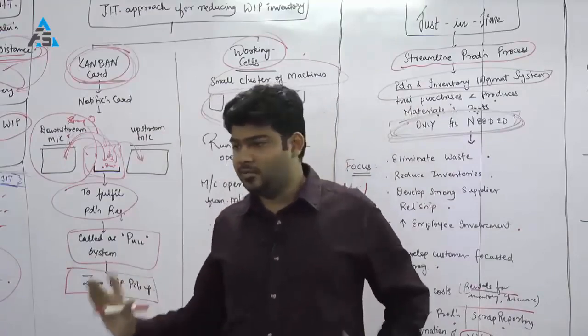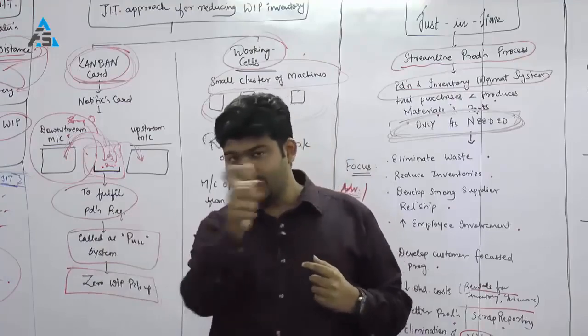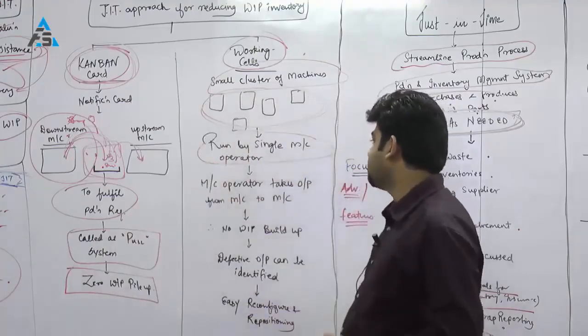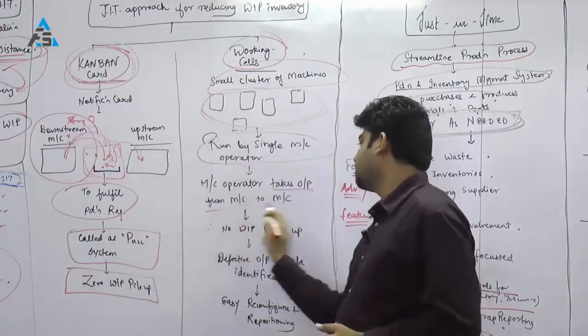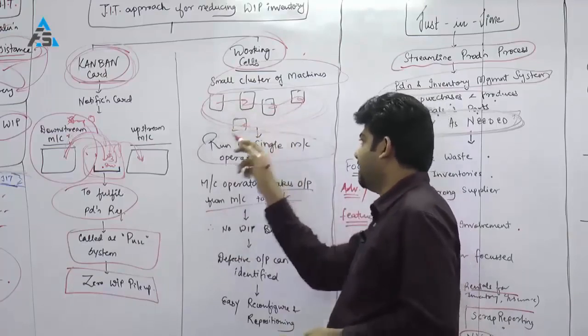तो वो ऑपरेटर है, वो ये मशीन्स को बराबर से पूरा कोऑर्डिनेट रखेगा, बिकॉज उसको ही काम करना है. So he will coordinate accordingly and ensure कि कुछ भी WIP या unnecessary प्रोडक्ट नहीं है. So run by a single machine operator. Machine operator takes output from machine to machine. तो यहाँ से यहाँ, यहाँ से यहाँ, यहाँ से यहाँ, वो एक ऑपरेटर ही करेगा.